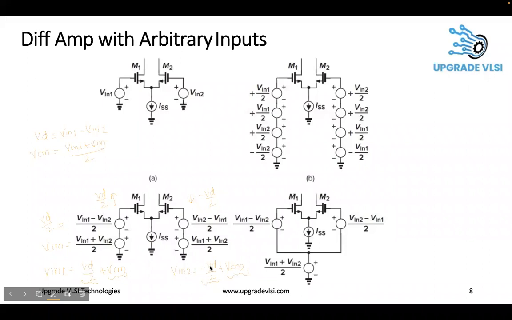The differential component varies in equal quantity and in opposite direction. That's why a negative sign comes here, whereas V common mode is common to both inputs. Here you can look at the V common mode voltage. It is exactly the same, so you can short it. After shorting, you will get something like this. Here Vd by 2 is connected, here minus Vd by 2 is connected, and this is the common mode voltage.